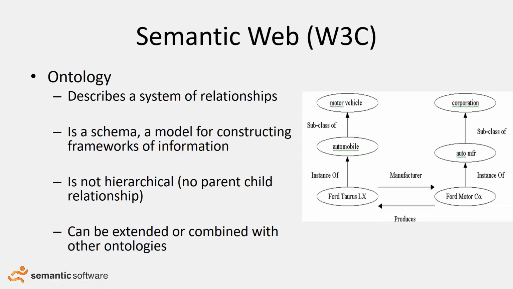An ontology is a formal machine interpretable definition of concepts in an area of interest or domain. It describes the properties, features, and attributes of those concepts. It highlights any restrictions and describes the relationships between those concepts. An ontology is not hierarchical, and there is no concept of parent or child relationships.